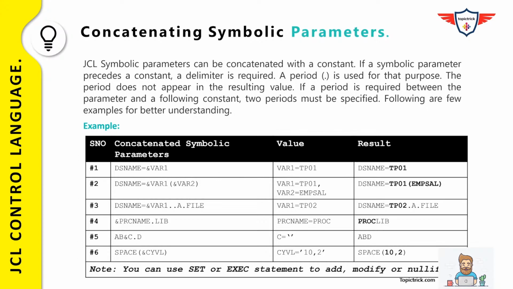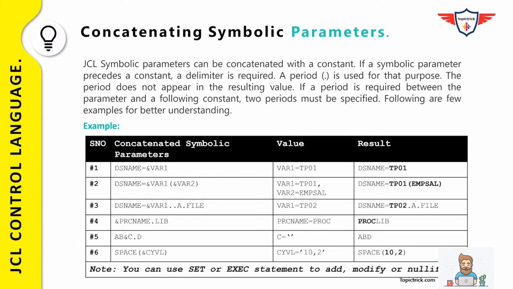Similarly, in example 3, we'll try to construct the dataset name with the help of a symbolic parameter. So again, you have DSN name followed by an equal sign, and after that you have &VAR1, which is a symbolic parameter. Then you have period, dot A dot FILE. I've passed the symbolic parameter value as TP02, so my output would be DSN name equals TP02.A.FILE. So this is how you can construct the dataset name with the help of symbolic parameters.